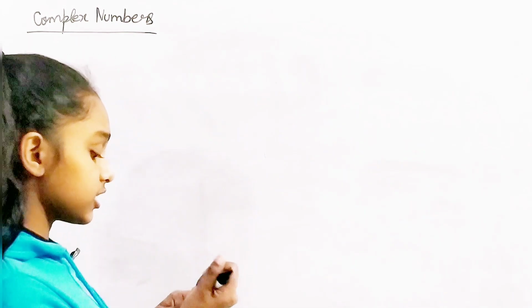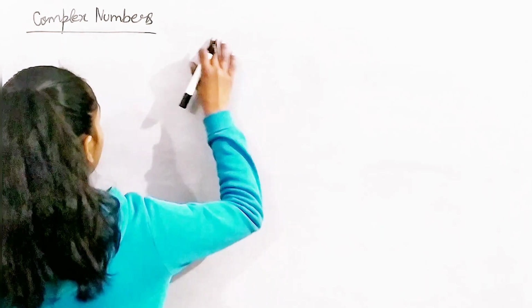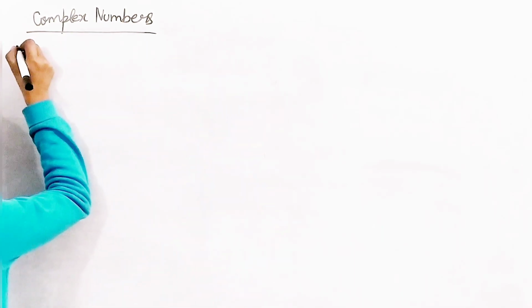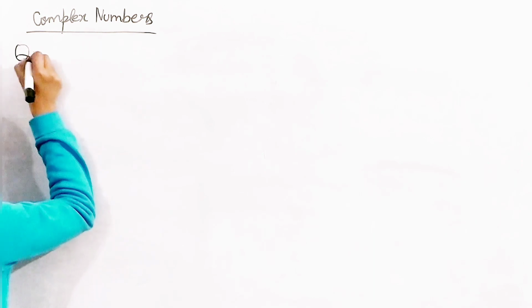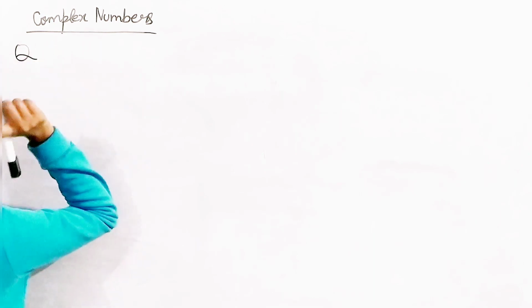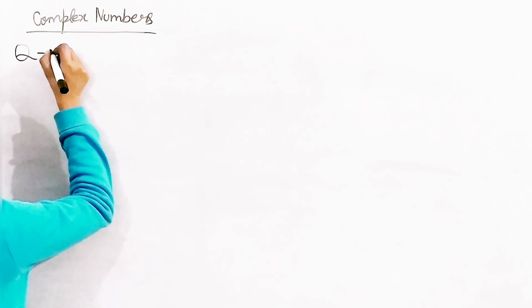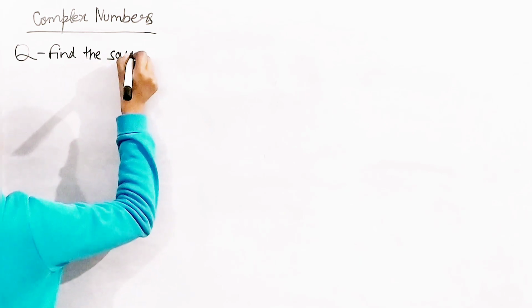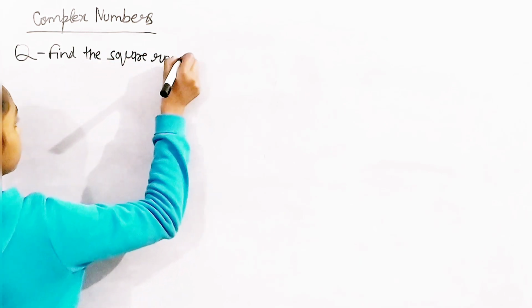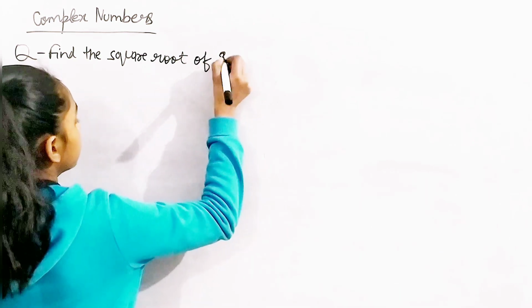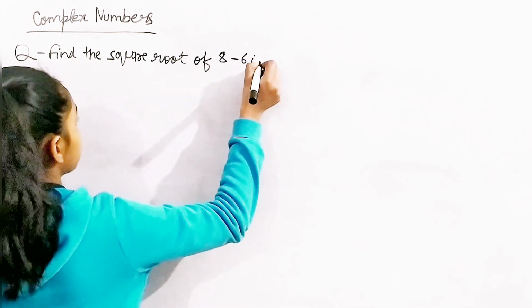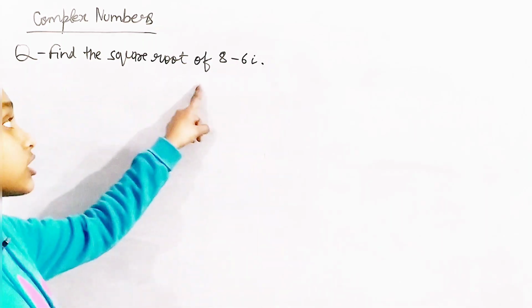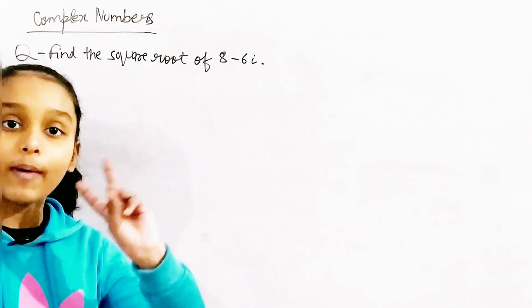So let's get started. I haven't written the question, so let me write it. It's a really short question. It's a practice question, so let me directly write it. We're only going to discuss one question, a single question. Find the square root of 8 minus 6 iota. We'll be finding the square root of this complex number by 2 methods.